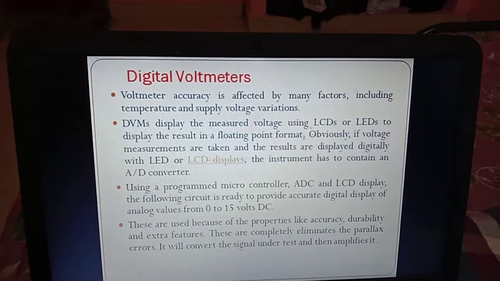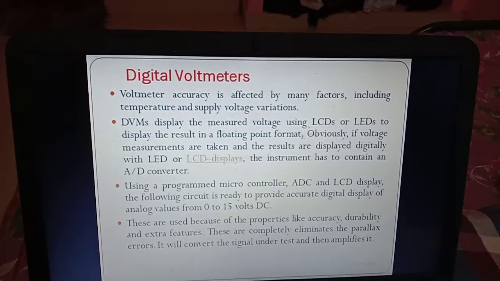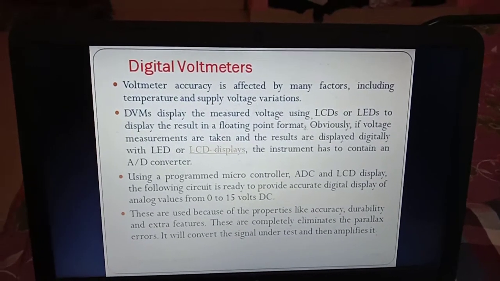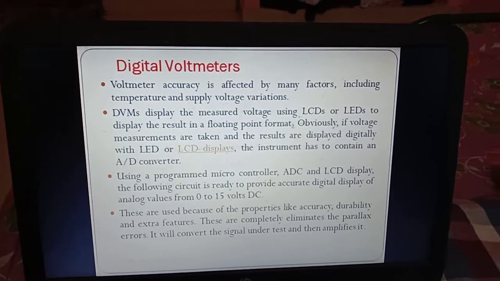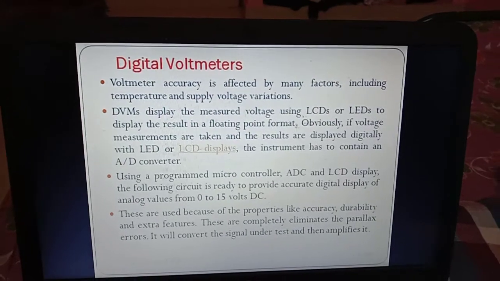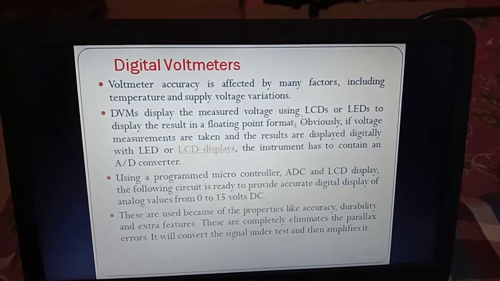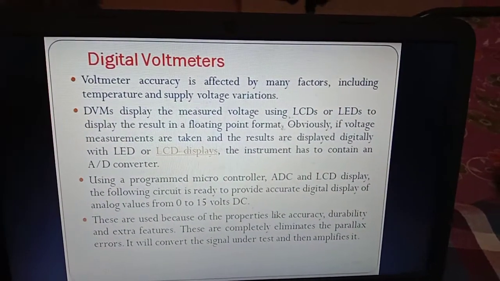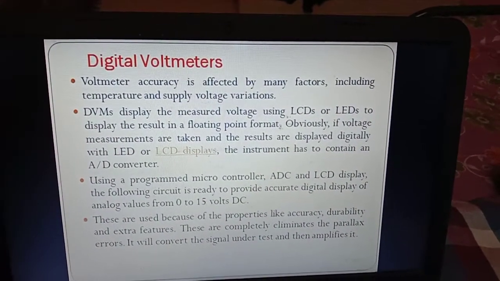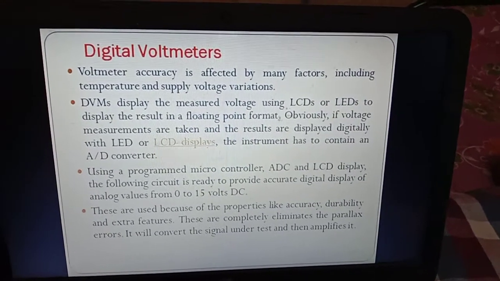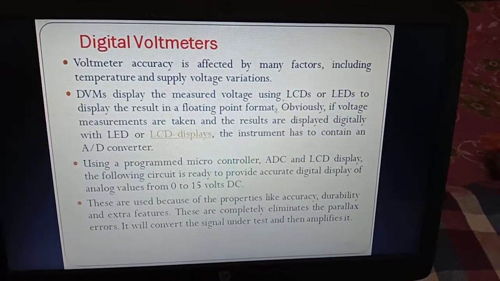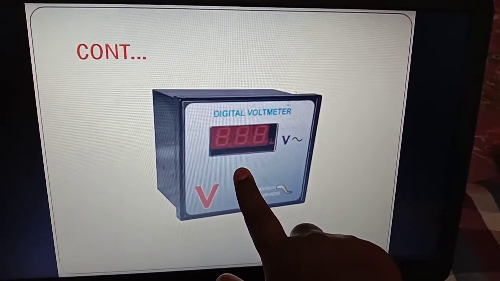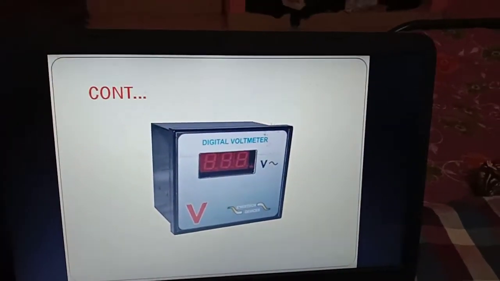And digital voltmeter readings are affected by many factors, mainly by temperature and by supply voltage variations. Digital voltmeters are now used in laboratories. Okay, so what are the digital ones? In our electronic devices lab, we are using digital voltmeters which are calibrated using LCD and LED displays. It is used to show the DC and AC voltages. So this is the digital voltmeter which we are using in our lab.